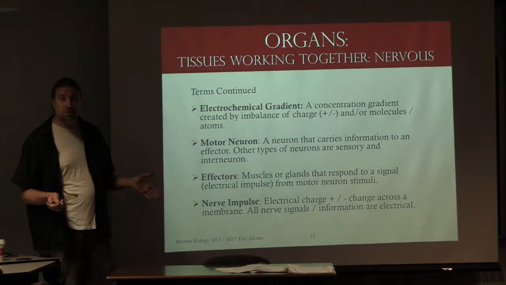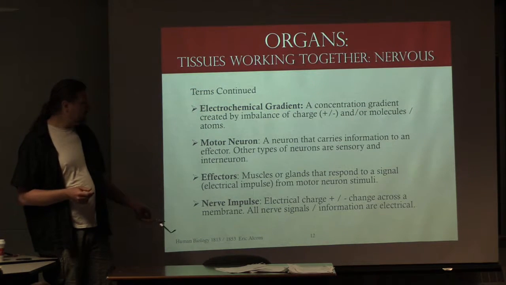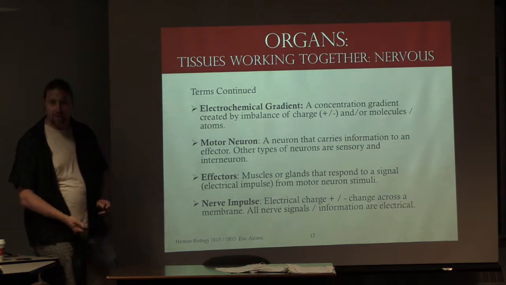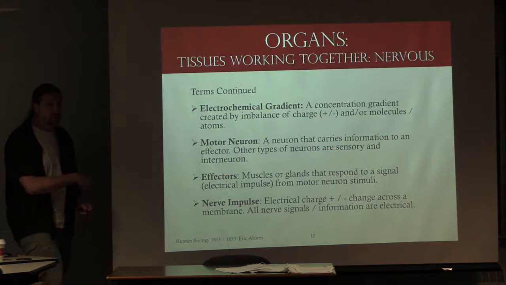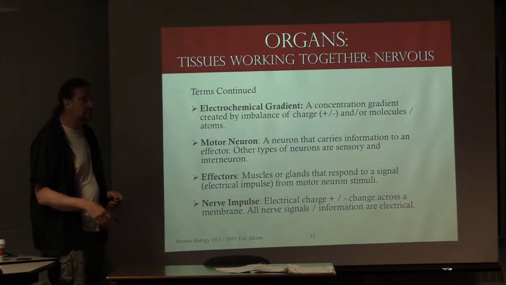Intranerve stuff is all electrical. Heart muscle is electrical. But as we're going to see, when motor neurons stimulate skeletal muscle, it's actually chemical. It starts out electrical in the neuron, but the transfer of information between the neuron and the muscle cell is chemical.